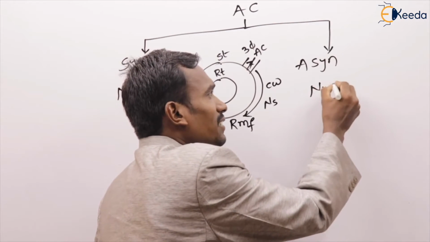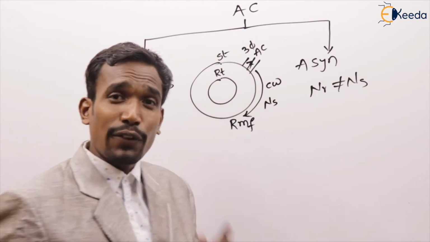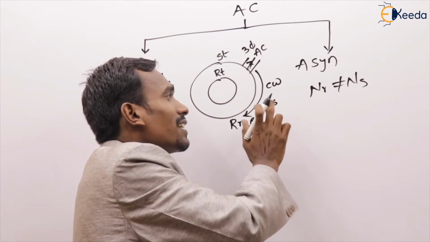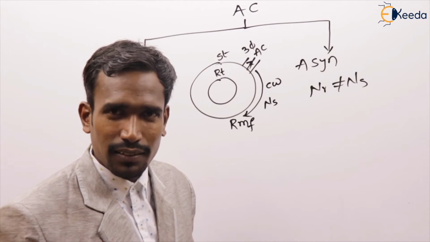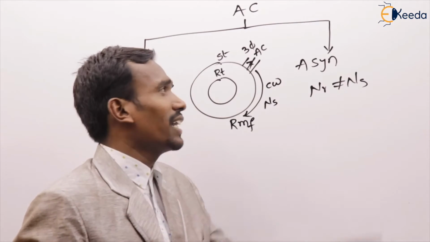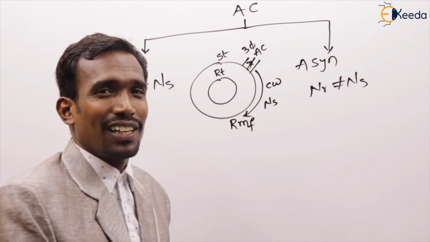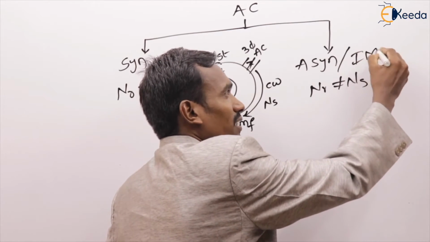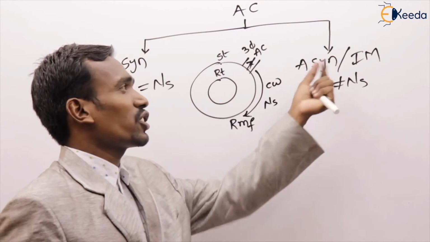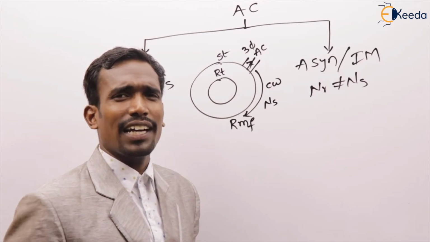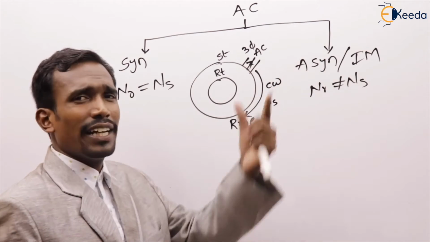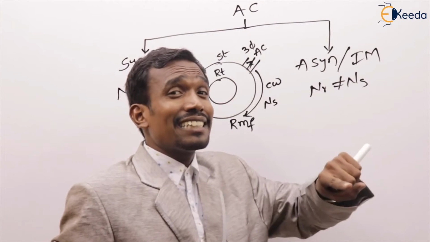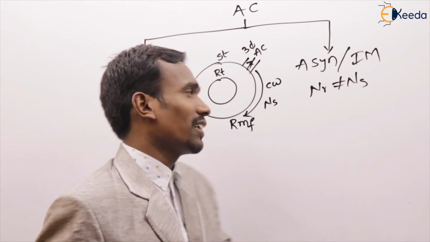If Nr is not equal to Ns, that is, the rotor does not rotate exactly with the speed of the stator field, that machine is called an asynchronous machine. The asynchronous machine is generally called an induction machine. Now we have clarity. What is a synchronous machine and what is an induction machine? If Nr is exactly equal to Ns, synchronous. If Nr is not exactly Ns, asynchronous.